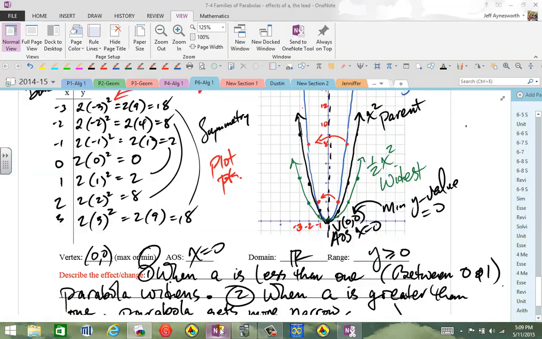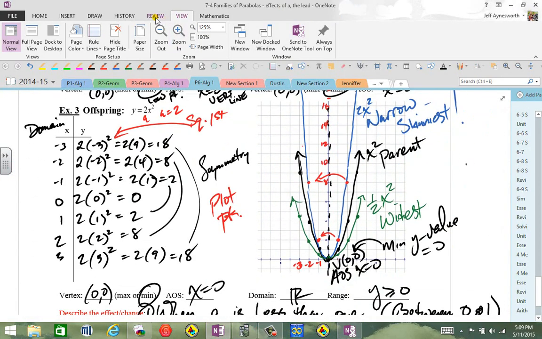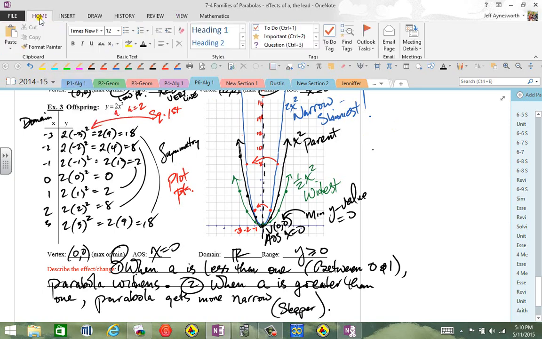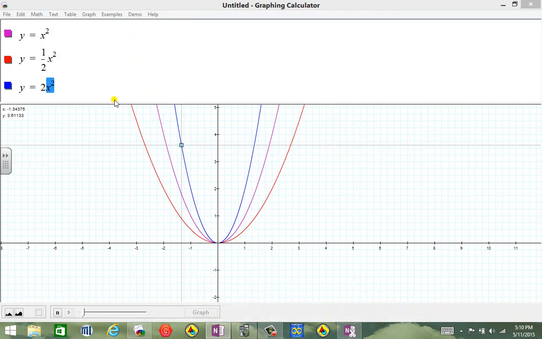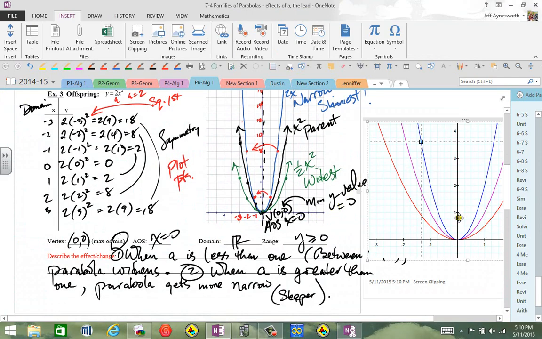So let's go back to our graph here. So this is what it looks like. Let me change something here. So right here, let me do something. This is going to be cool, man. Watch this. Only with cool technology can you do something like this.